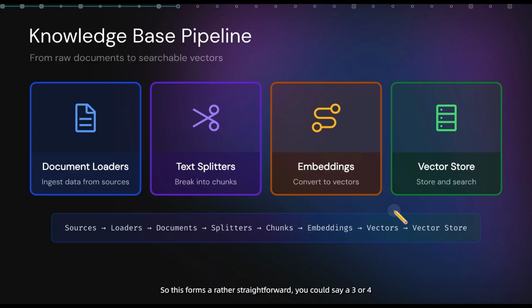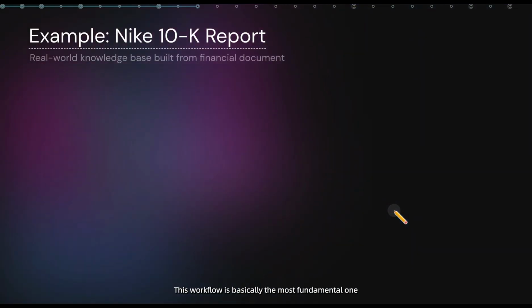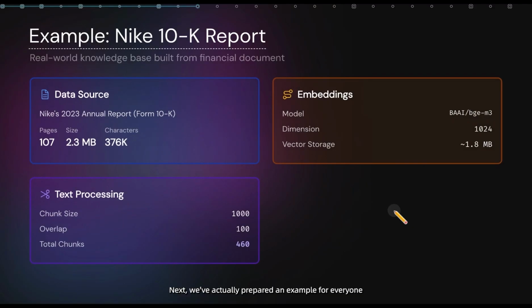So this forms a rather straightforward, you could say a 3 or 4 step single link pipeline for building a knowledge base. This workflow is basically the most fundamental one. In real world scenarios, we actually see a lot of variations, but here I'm introducing the most basic workflow to everyone first. Next, we've actually prepared an example for everyone.